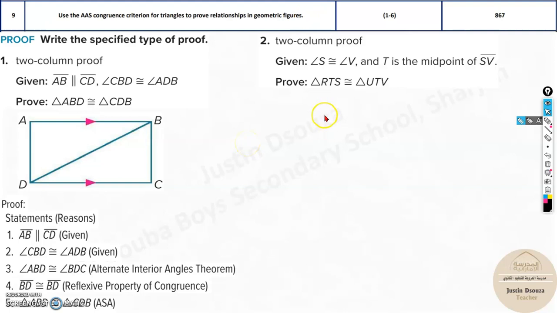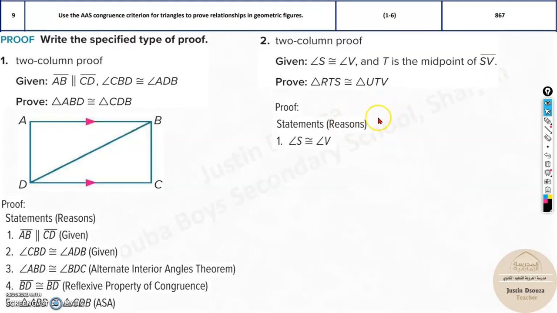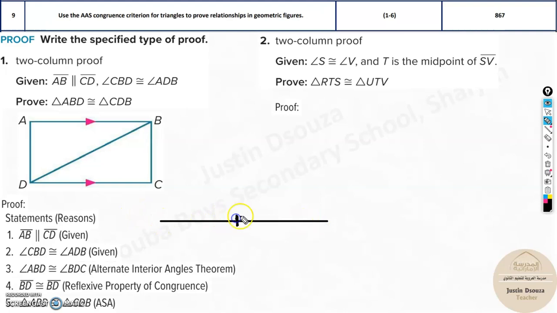Now another one over here. They have given a few things: S, V and T are the midpoints of SV. Prove the two triangles are congruent. I'm just checking for the question. Okay, I'm sorry, I think the figure is missing over here. Anyways, we can do it with this itself. Let's just assume there are two triangles and they have told us SV is the midpoint, and the angles are equal. It's very hard to do it without the figure.